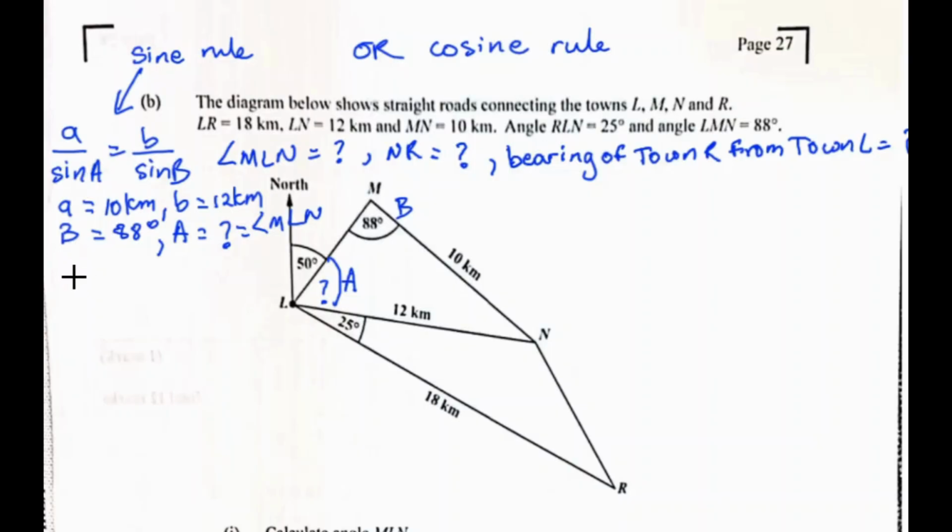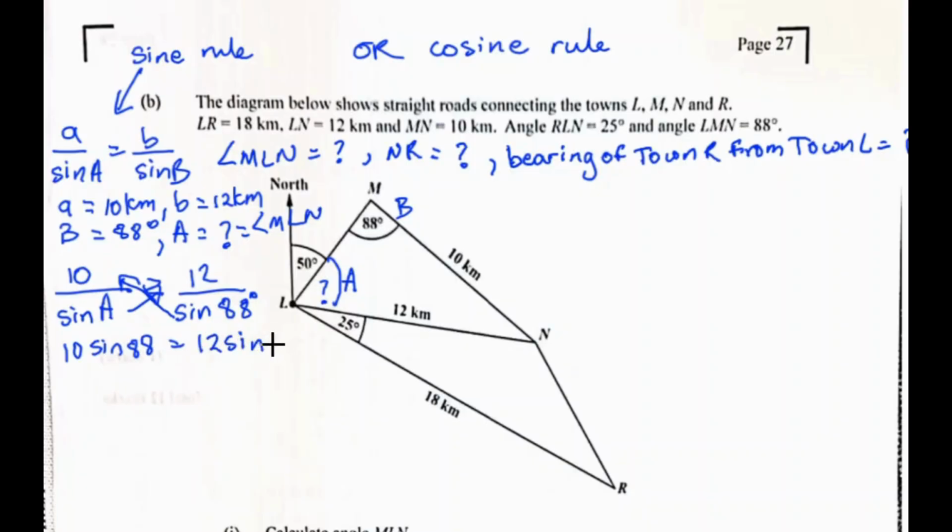So let's plug in the information that we have. We're going to call a 10 and sine A is going to be unknown. And remember again that sine A is what we're trying to find, angle MLN. I'm just calling it A because it's easier, which is equal to side b, which is 12, over sine of B, which we already know from up here is equal to 88 degrees. So all we need to do now is a little bit of cross multiplication, where we multiply both sides by the opposite denominator. So we have 10 multiplied by sine 88 is equal to 12 multiplied by sine A.